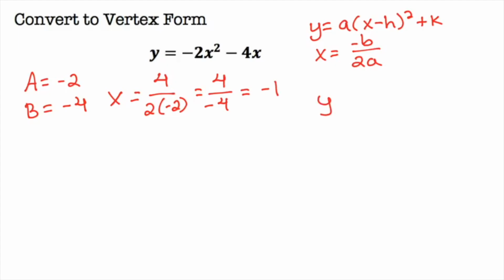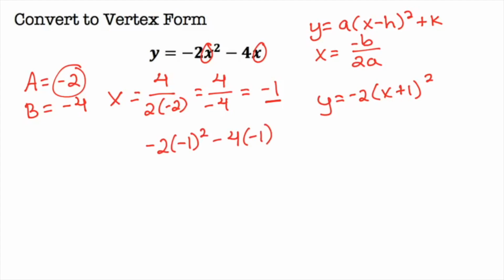So when we rewrite our problem, we have y equals, a is negative 2, x, and then we have negative 1. So if it's minus negative 1, that's the same thing as plus 1 squared. And now we just have to find k. So we're replacing x with -1 in every part we see that is an x in our original problem. So -2 times -1 squared minus 4 times -1. Well, -1 squared is 1, and 1 times -2 is -2. -4 times -1 is +4, and -2 plus 4 is +2. So our answer is +2 over here.